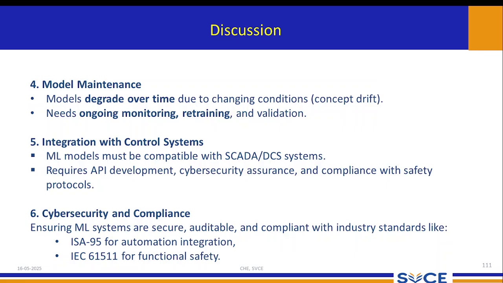For example, model predictive control will not work properly, so the variation will not be maintained and the accuracy could not be maintained. Obviously that will lead to failure. So it requires API development, cyber security assurance, and compliance with the safety protocols.